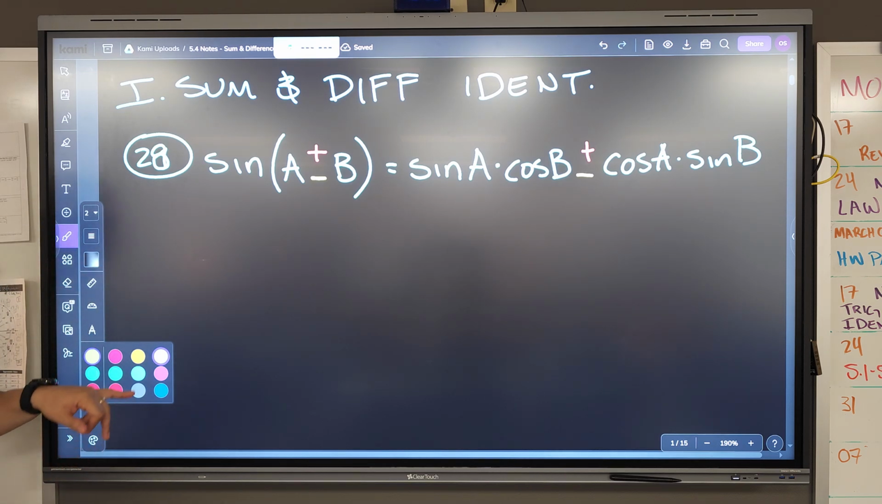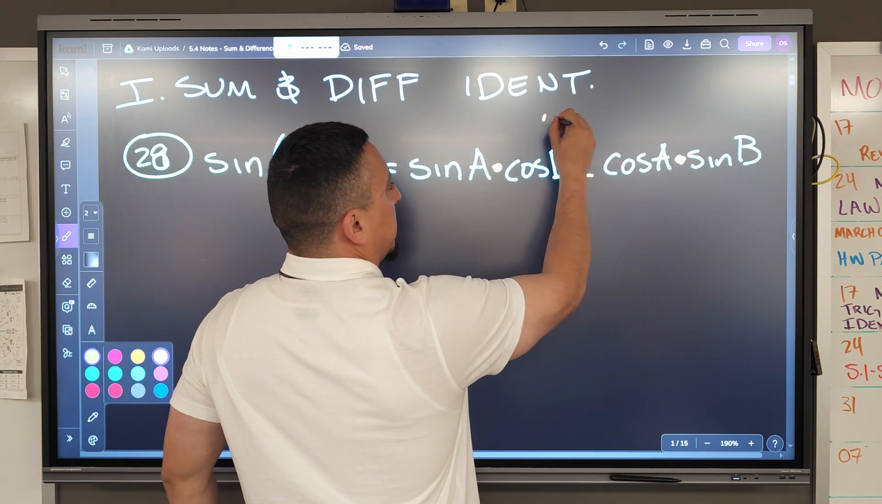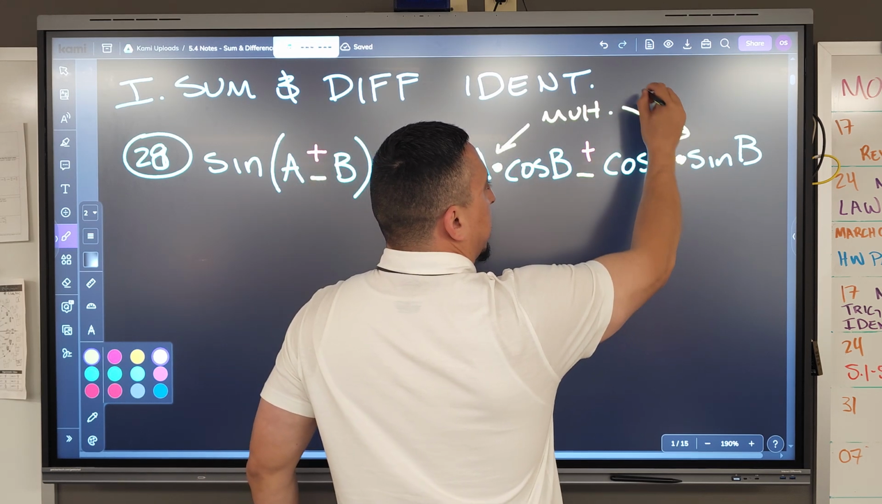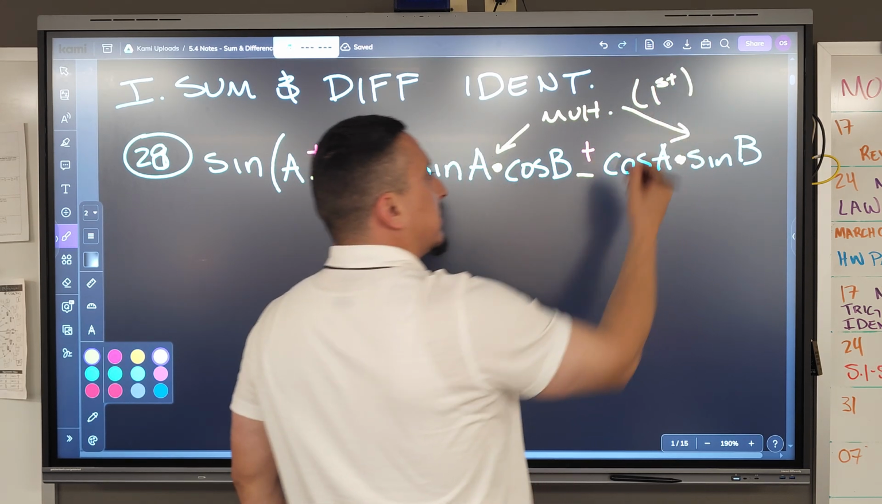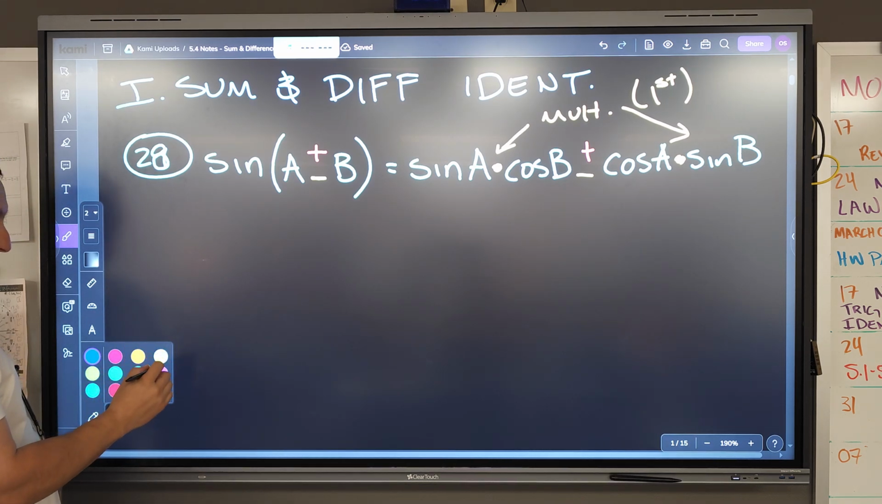Okay. Again, this is multiplying. And so because of PEMDAS, order of operations, you always multiply first before we add or subtract. Okay? Okay, number 29. Let me switch colors here.